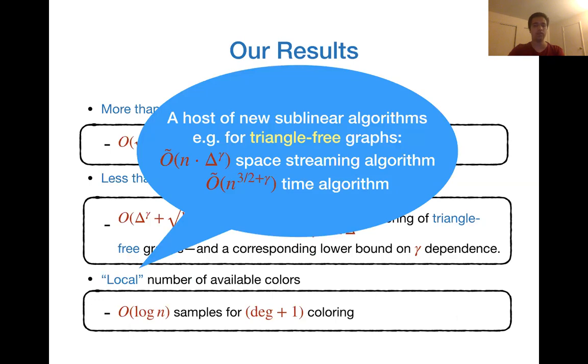And as a corollary of this result and using this application to sublinear algorithms, we get a lot of new sublinear algorithms. In particular for triangle-free graphs, now we get a streaming algorithm that uses space of n times delta to the gamma, or its runtime is n to the 3/2 plus gamma here. Okay, and you see that the delta to the gamma term that appeared in palette sparsification now also translates into the space and runtime of this algorithm.